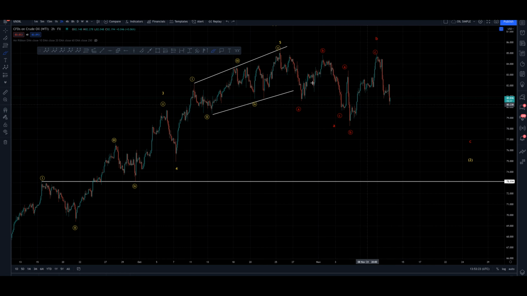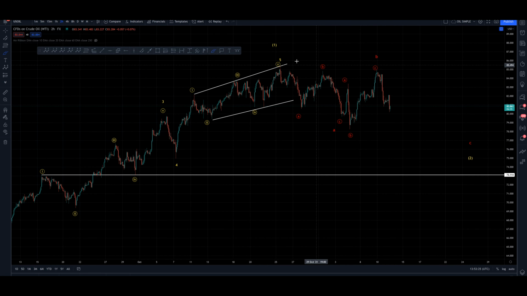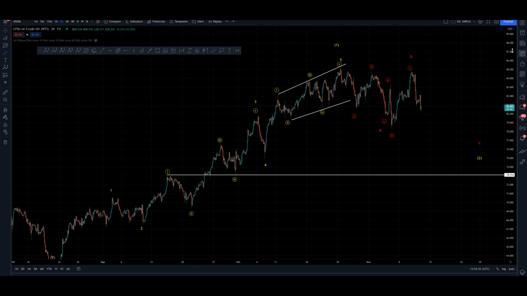Could be wrong though. Either way, I still think we've either completed the 2 here at intermediate degree, or we've just got a little lower to go. Either way, I think we're only really getting started in the 5th wave. I think we've got further to go.